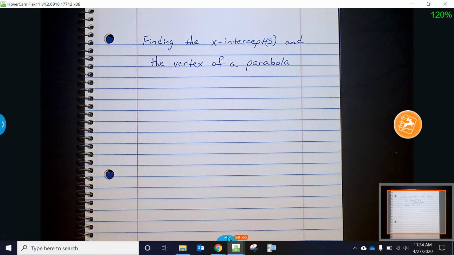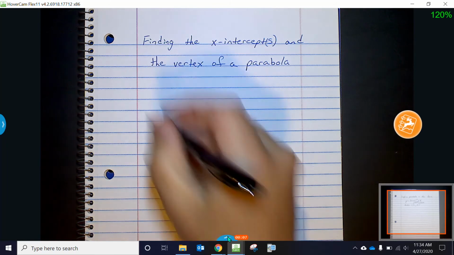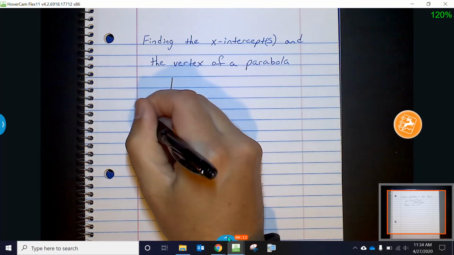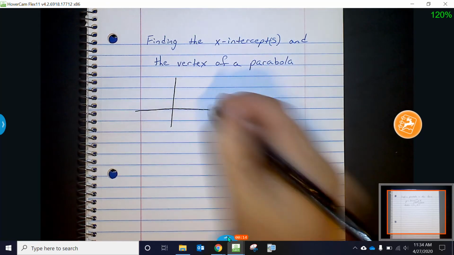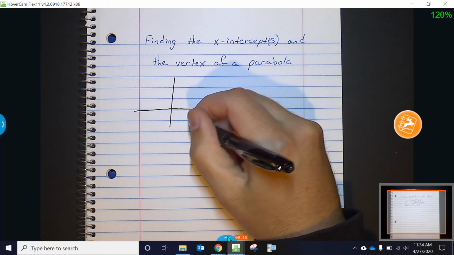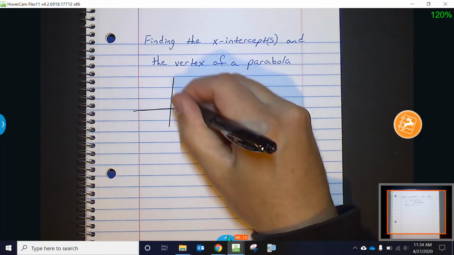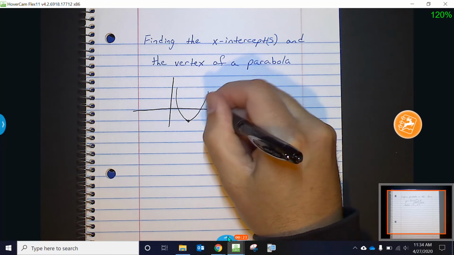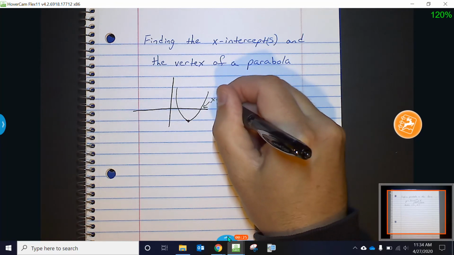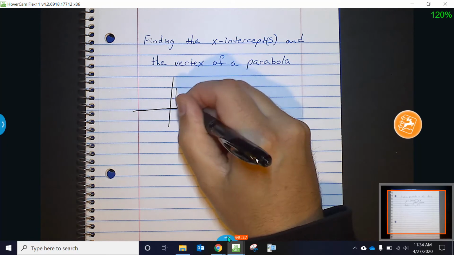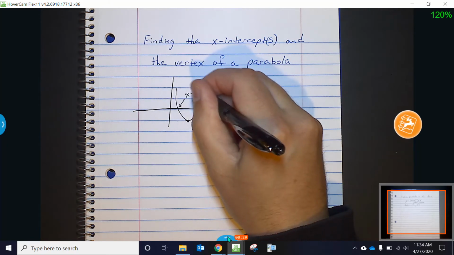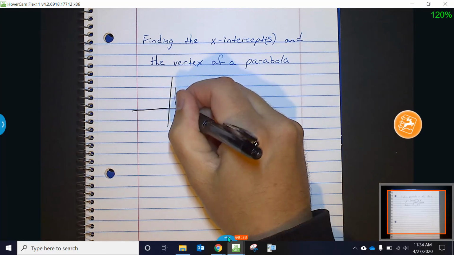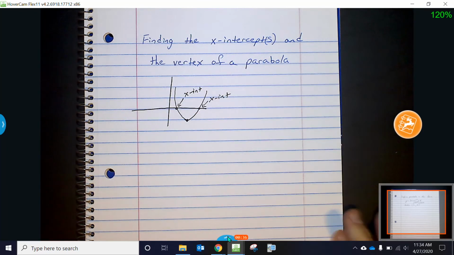Okay, finding the x-intercepts and the vertex of a parabola. So last section we already talked about the vertex. So let's say our vertex is over there. So that's our vertex again. And where we hit the x-axis, those are the x-intercepts. Okay, so those are your x-intercepts, where they hit the x-axis when your y value is 0.